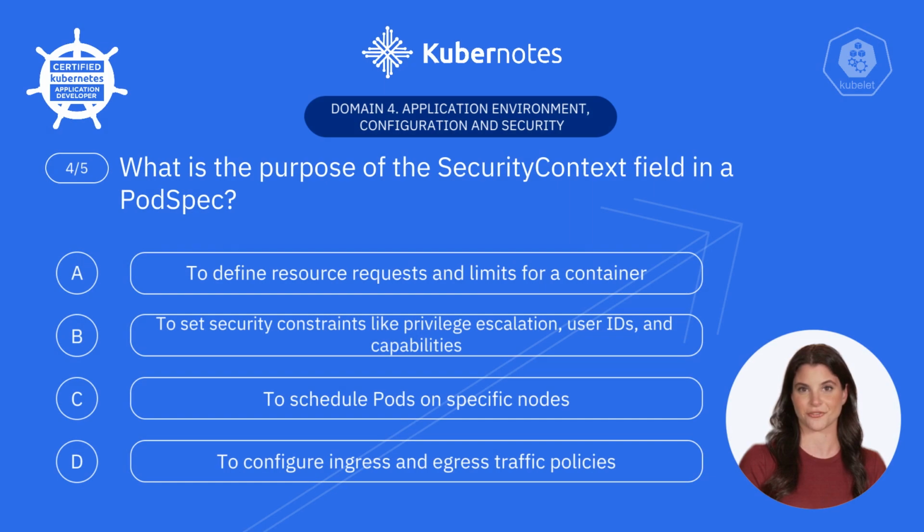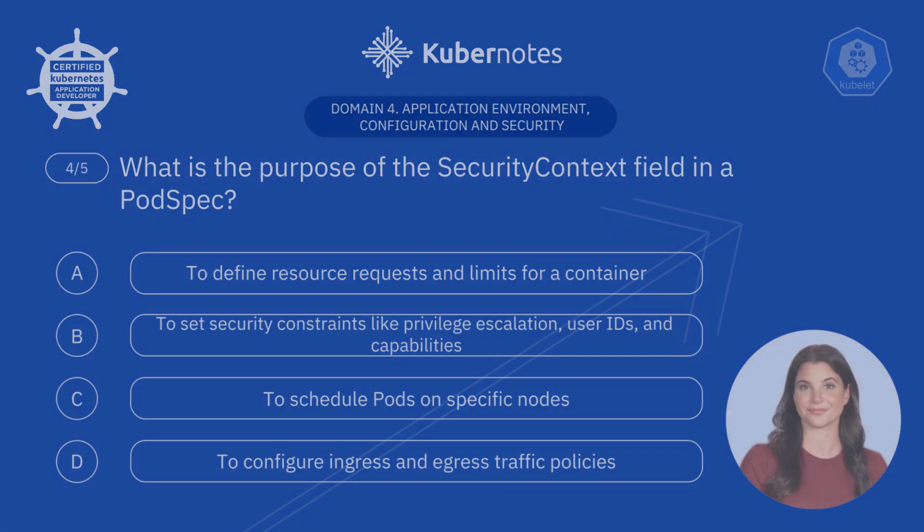Let's tackle question 4. What is the purpose of the security context field in a pod spec? A. To define resource requests and limits for a container. B. To set security constraints like privilege escalation, user IDs, and capabilities. C. To schedule pods on specific nodes. D. To configure ingress and egress traffic policies.